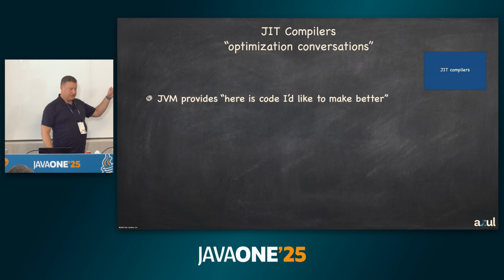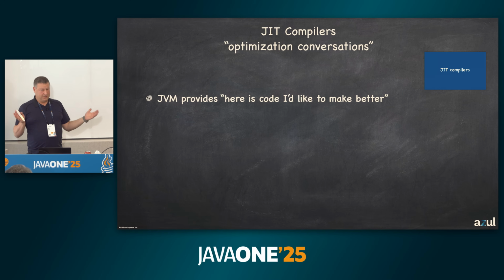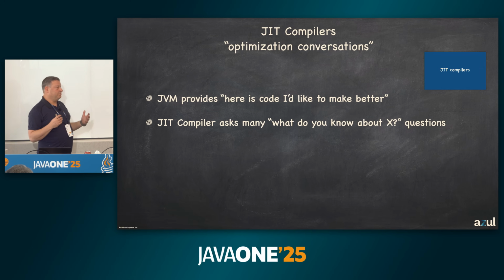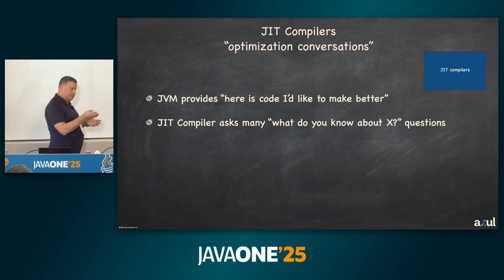It starts the conversation. It says, hey, JIT compiler, here's a method, please optimize it. But that's as far as the JVM actually knows what to do. Everything else comes as a result of the JIT compiler interrogating the JVM and asking it a lot of questions. So you give me this method. That's nice. This method seems to call that method. Could you give me that method too, please?